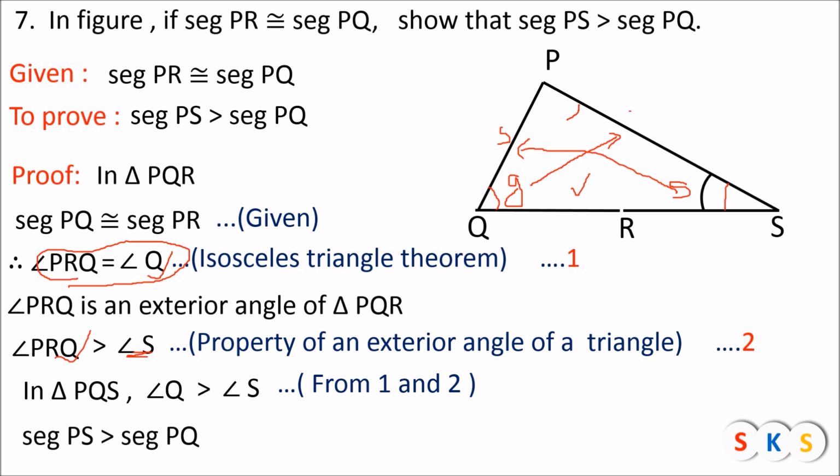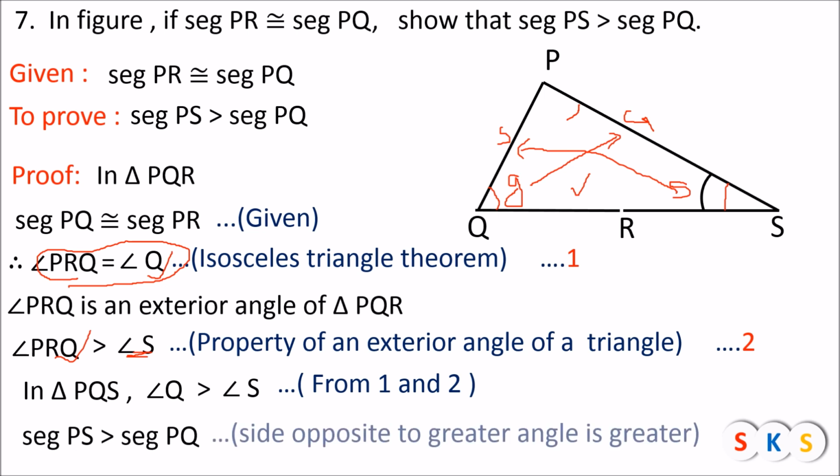So which side is greater over here? PS. And which side is smaller over here? QP. So seg PS is greater than seg PQ. So we have proved it over here. Seg PS is greater than seg PQ.